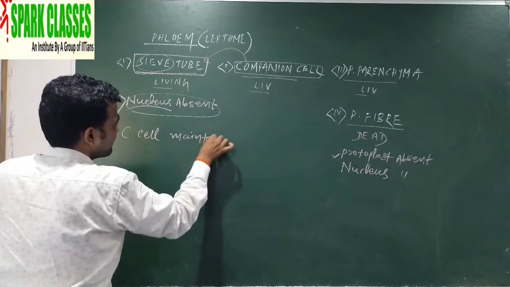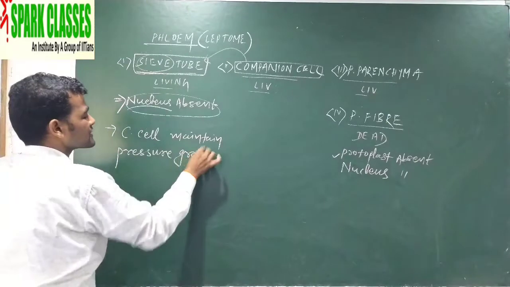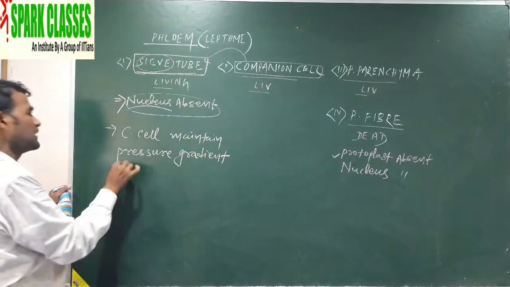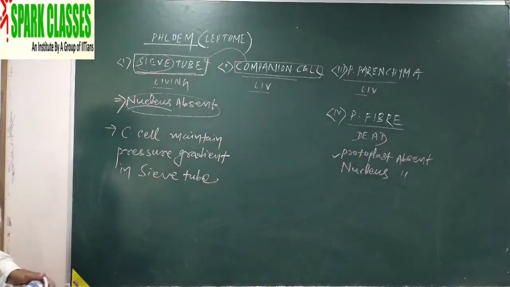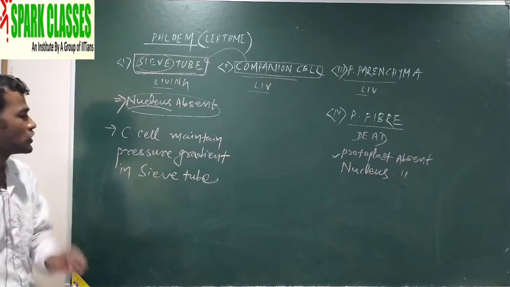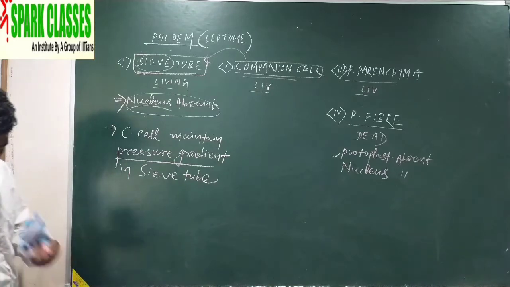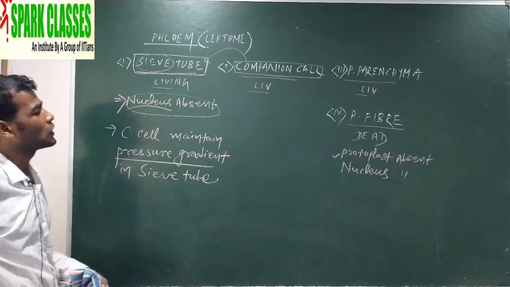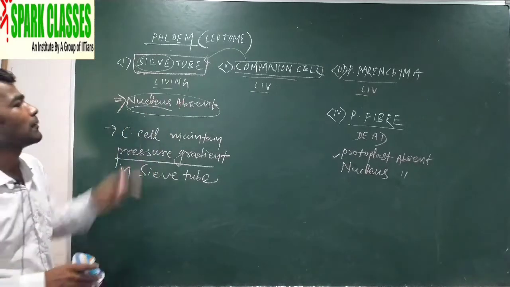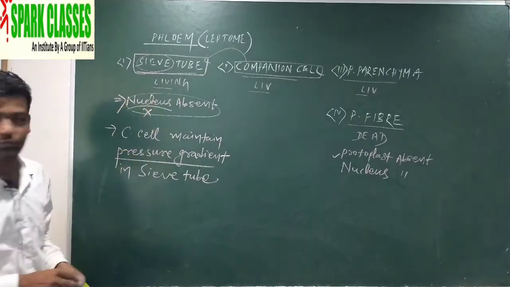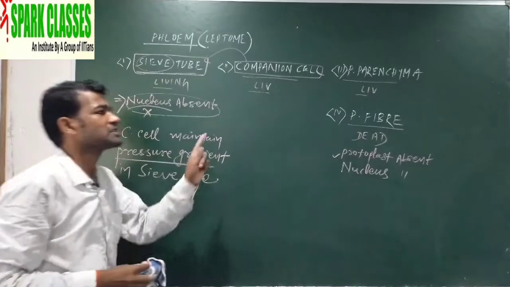maintains pressure gradient. Pressure gradient means pressure difference. Pressure gradient in sieve tube. In case of sieve tube, the pressure gradient of sieve tube is controlled by companion cell. Direct question comes. In sieve tube, pressure gradient means pressure difference. The pressure difference of sieve tube is controlled by companion cell. The nucleus of companion cell, because nucleus is absent in case of sieve tube. Okay, but the nucleus is present in these two, in case of companion cell and parenchyma.